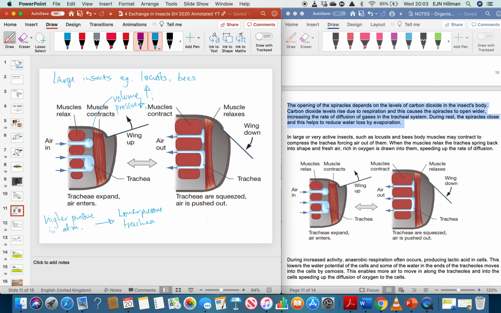So let's label that. Okay, so we've got a high concentration of oxygen, and just another one over here, low concentration of CO2. So oxygen diffuses from the tracheals and into the muscles. Carbon dioxide goes the other way.